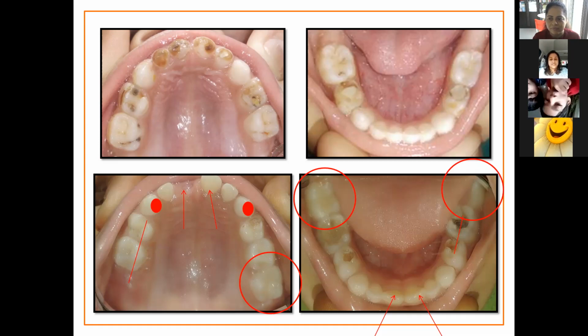So you need to just get a visit done. If your X-ray is normal and your gum thickness is normal, then don't worry, it will come by 8.5 years of age. All right. Yeah. Thank you. No problem.